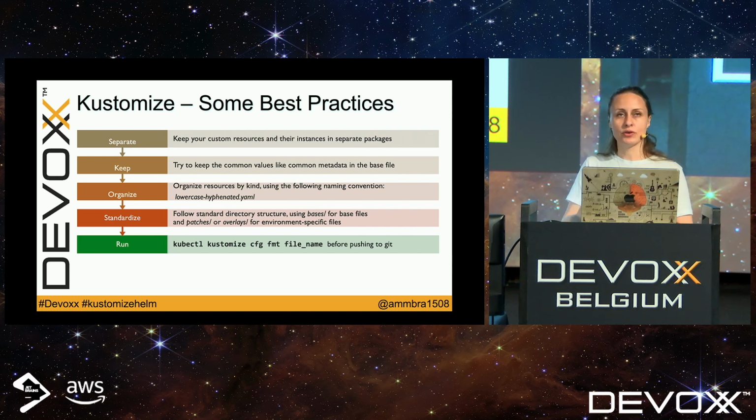Then standardize over base, patches, and overlays for environment-specific files. And of course, if you just want to get rid of the indentation problem, use this lovely command, kubectl kustomize cfg fmt, which comes from format, file name, before pushing anything to Git, so you don't end up with issues of indentation after you have used this file. These are the best practices that I want to share about Kustomize.